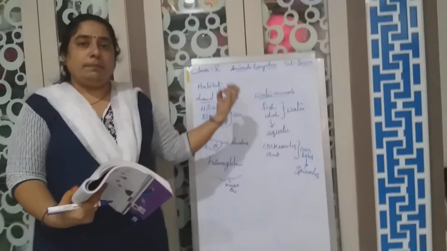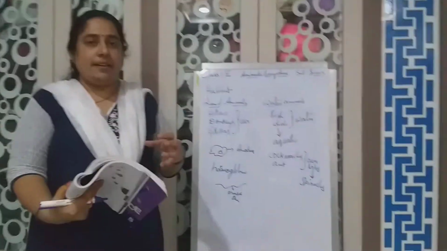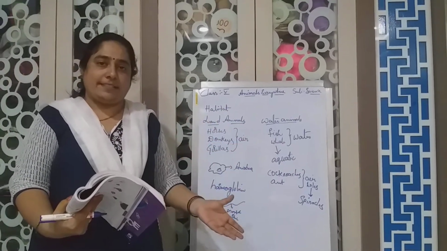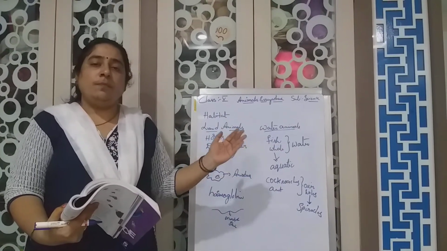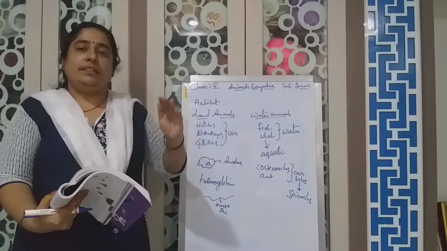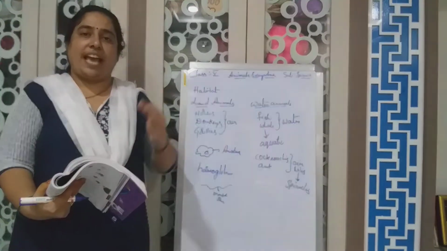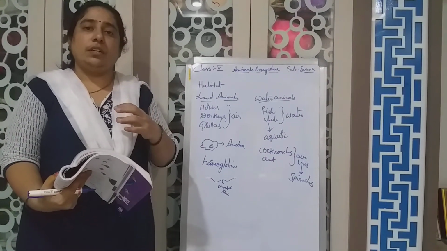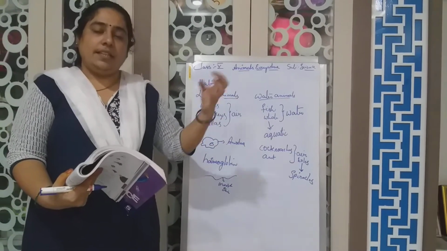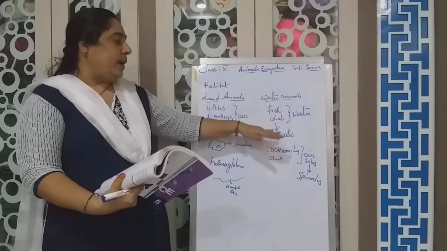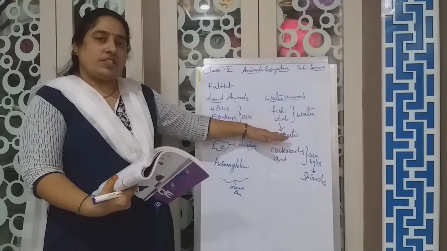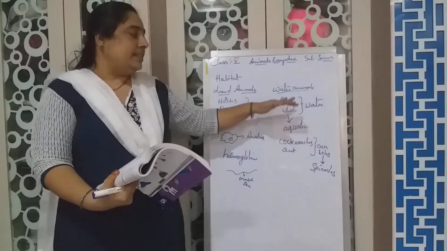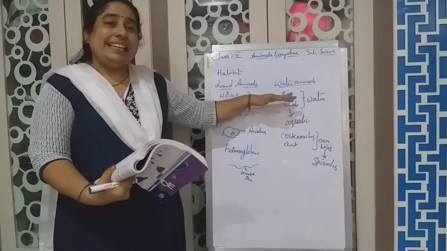When the water passes through the gills, what happens then? The exchange of gases takes place. The oxygen is taken in and they release carbon dioxide. In this process, the aquatic animals breathe in oxygen and leave out carbon dioxide. The aquatic animals breathe through gills.